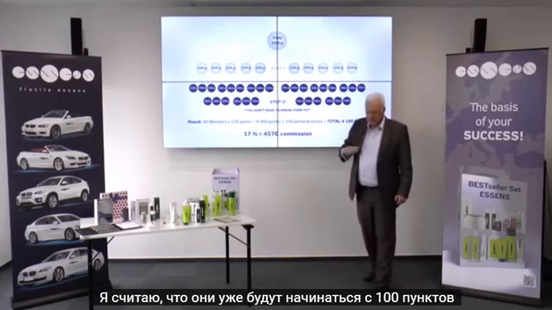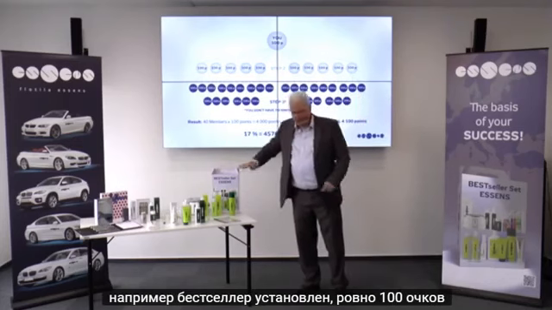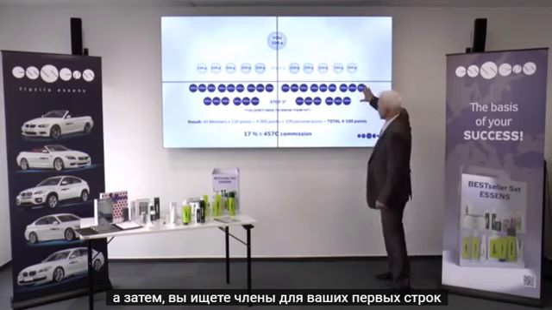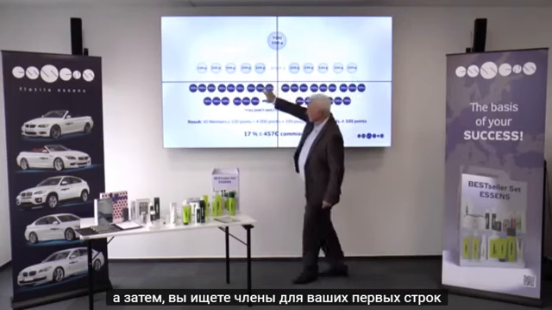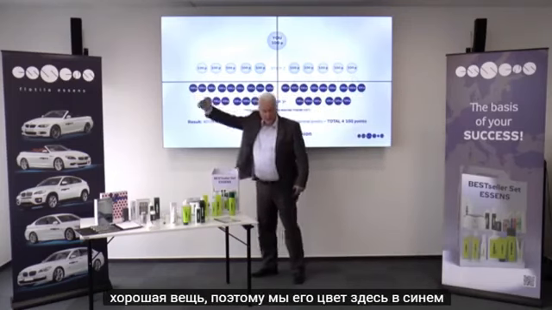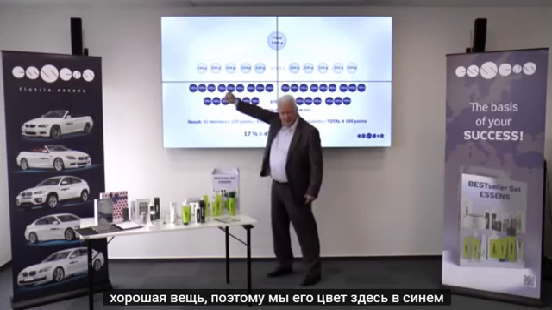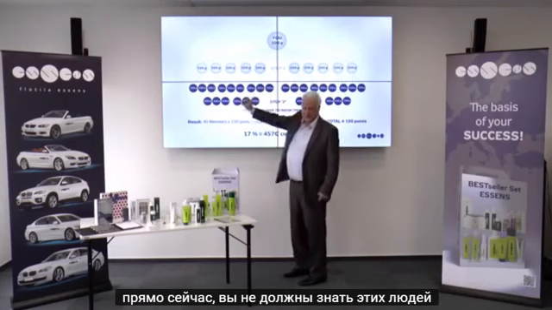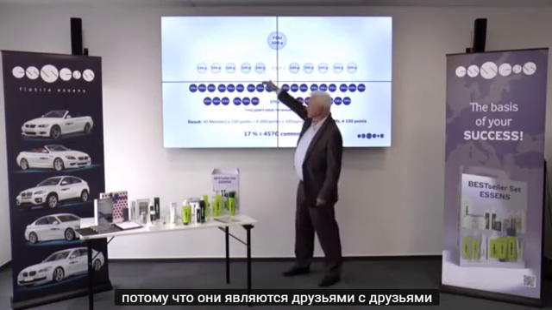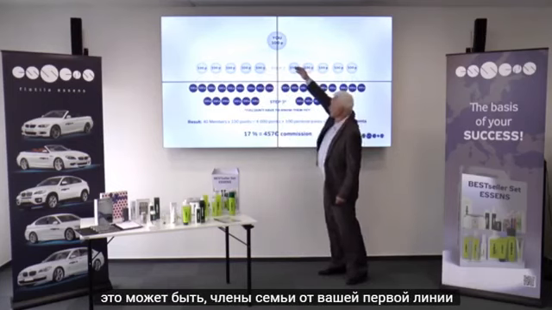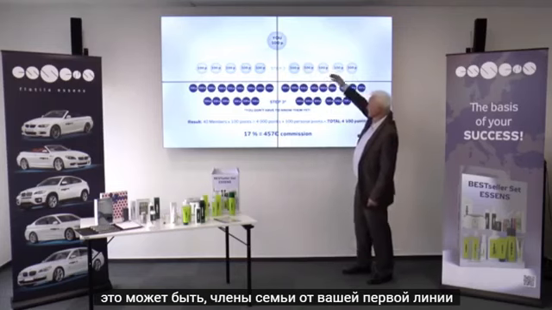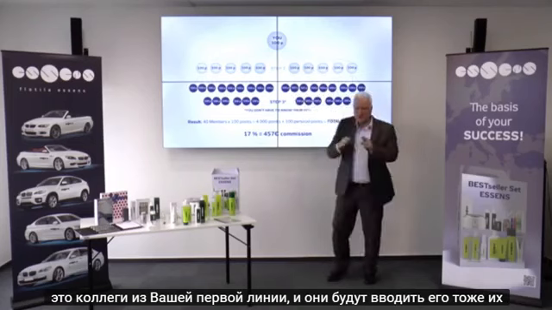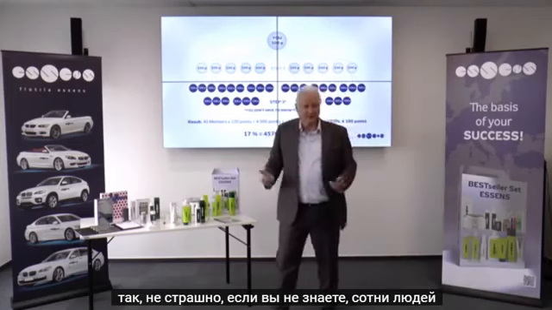Ideally, they will start already with 100 points. For example, the bestseller set, exactly 100 points. And then you are looking for members for your first lines. The good thing is, this is why we color it here in blue. Right now, you don't have to know these persons, because these are friends from your friends. These are maybe family members from your first line. These are colleagues from your first lines, and they will introduce it to them. So don't be scared when you don't know hundreds of people.